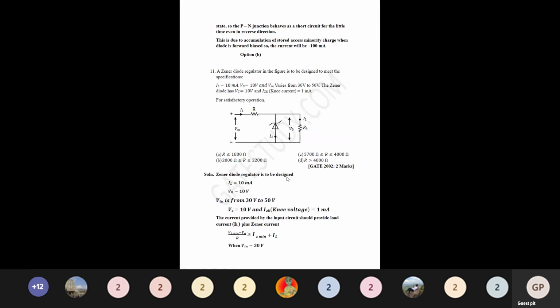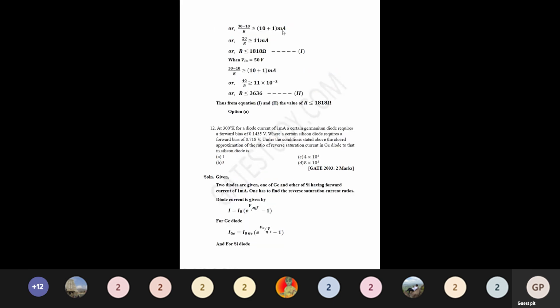The Zener diode regulator is to be designed with IL equal to 10 milliampere, V0 equal to 10 volt, and input voltage varying from 30 to 50 volt. Zener voltage is 10 volt, and knee current is 1 milliampere. The current provided by the input circuit should supply the load current plus the Zener current. So Vi min minus V0 by R is greater than or equal to Iz min plus IL. When Vin is equal to 30 volt, 30 minus 10 by R is greater than or equal to 10 plus 1 milliampere. So 20 by R is greater than or equal to 11 milliampere.